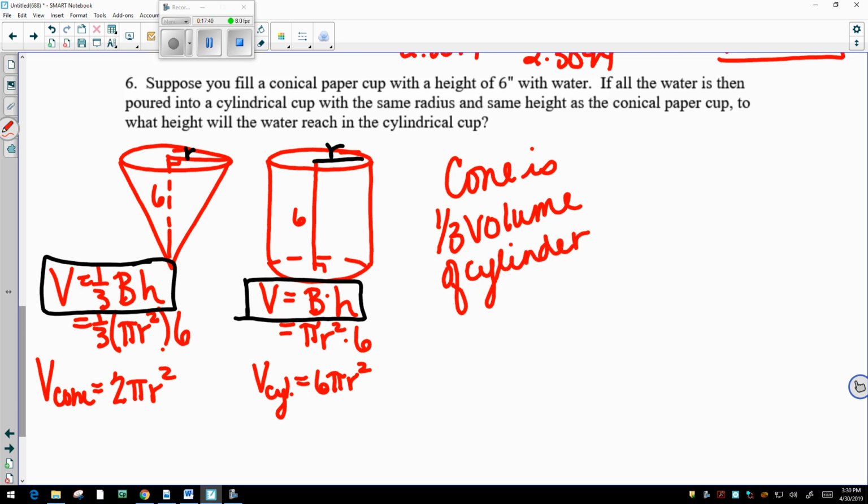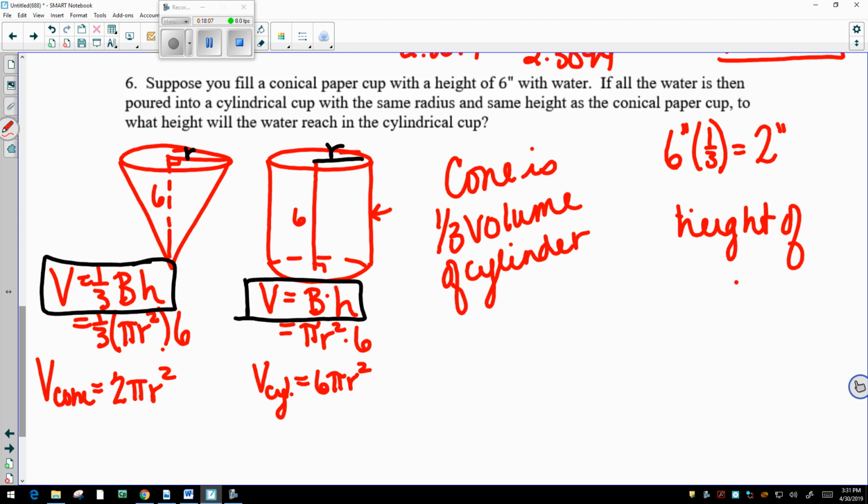Okay, so if that's the case, and I know that I could fill the cone up with a 6-inch height of water, that means it's only going to go about 1/3 the way in the cylinder. So if I have 6 inches and I take 1/3 of that, that's going to give me 2 inches. So I can tell you, all right, what height will the water reach in the cylindrical cup? It's going to reach a height of 2 inches.